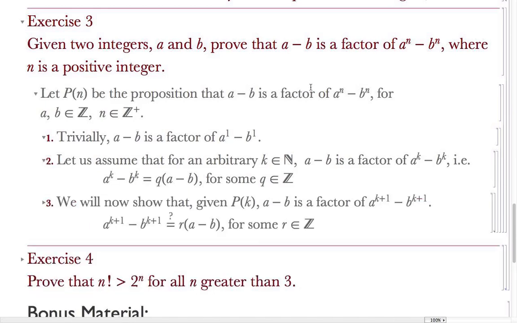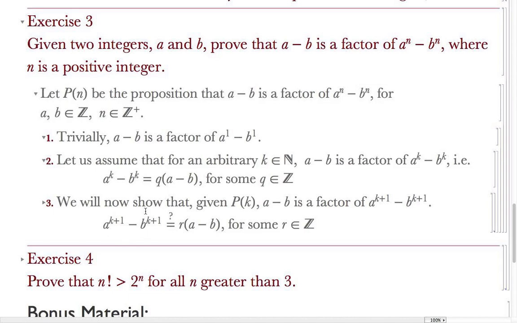Now we're going to take that assumption and show that if it's true, then a minus b is also a factor of a to the k plus 1 minus b to the k plus 1. And again, expressing that is a matter of defining a new variable I'm calling r, which is an integer, and saying that r multiplies the expression a minus b. And again, notice the question mark over the equal sign. I'm not asserting this is true. I'm trying to prove that it's true through algebra.